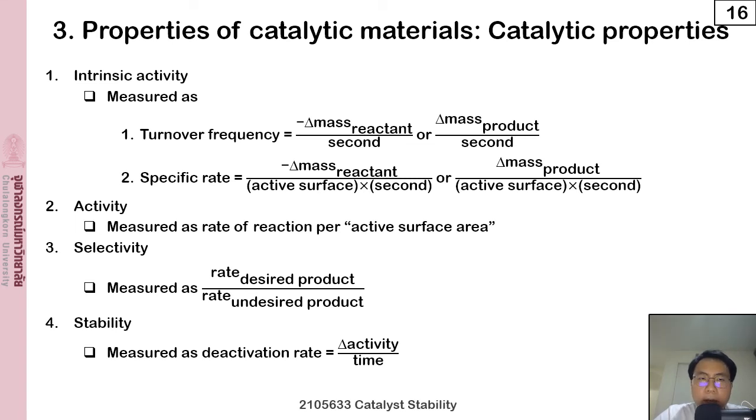The last one is really important also: stability. If you have a highly active, highly selective catalyst, but it's not stable throughout time, for example, if you can run the reaction for only 1 hour and your catalyst dies, there is no means to use that catalyst. It will cause a lot of cost for the regeneration and replacement of the catalyst in the process, contributing too much to the cost of the whole process. So this one measures the drop in activity per time.